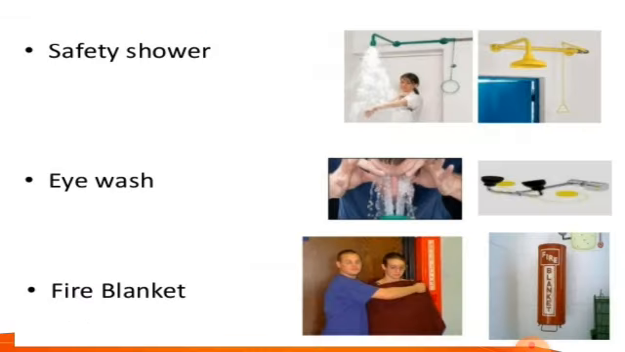These are some basic safety equipment. First one is the safety shower, which is used to remove chemicals or any chemical spills on our body. Then the second one is the eye wash. This is specialized equipment used to wash our eyes when chemicals are spilled or splashed on our eyes. Then the third one is the fire blanket, which is used to prevent the spreading of fire when a fire accident happens.